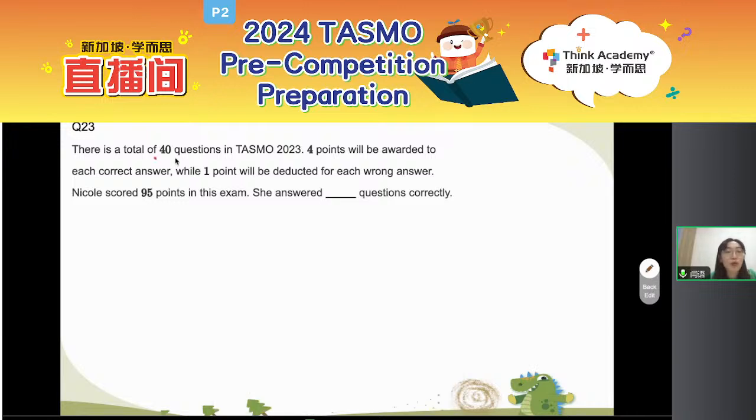There is a total of 40 questions in TASMO 2023. But actually, there are only 25 questions. Huh? Okay. And then 4 points will be awarded to each correct answer, while 1 point will be deducted for each wrong answer. Nicole scored 95 points in this exam. She answered how many questions correctly? Okay, again, pay attention. The question is asking you the number of correct answers. Okay, underline the keywords. Let me check. Wow, so fast. Okay, great.